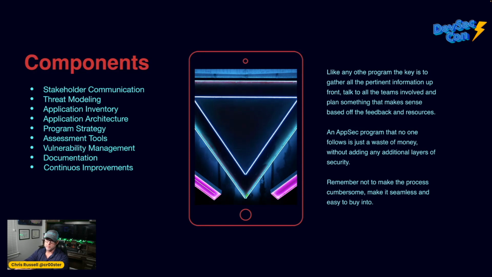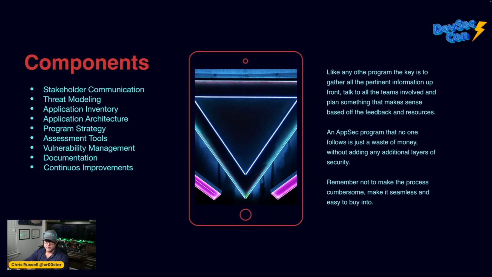So let's talk about some of the components. There's stakeholder communications. You're about to roll something out, about to insert something else into someone's process. You need to talk to the people involved so they understand this is coming. You need a threat model, so we understand what we're looking at as far as vulnerabilities and what our company's priorities are. Fit that into it.